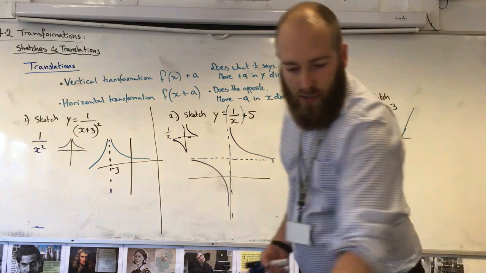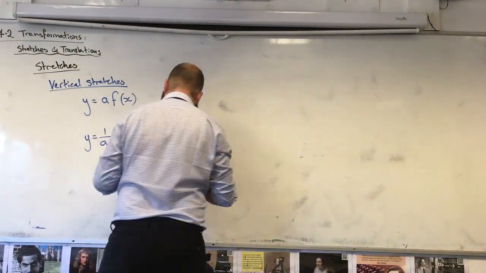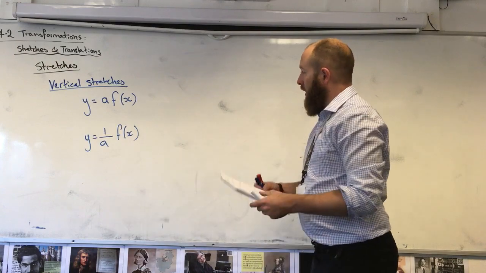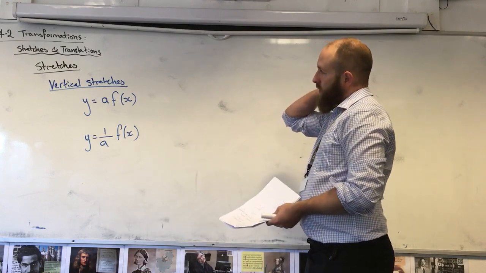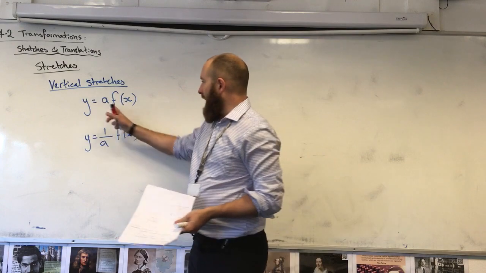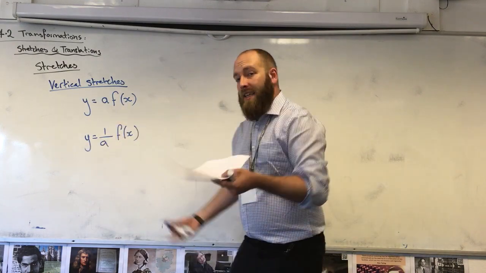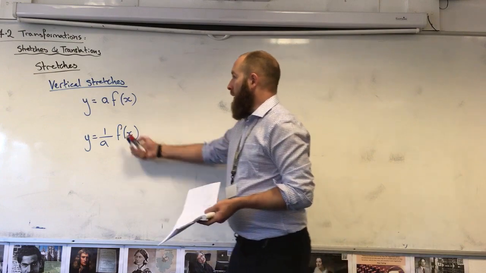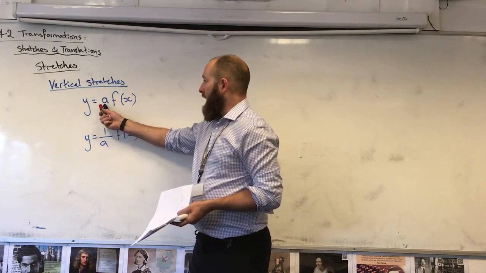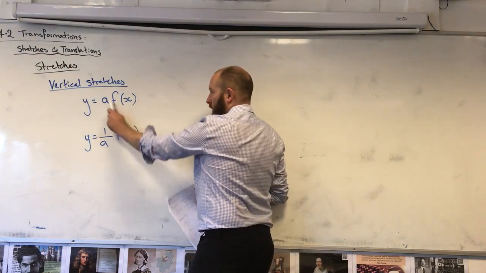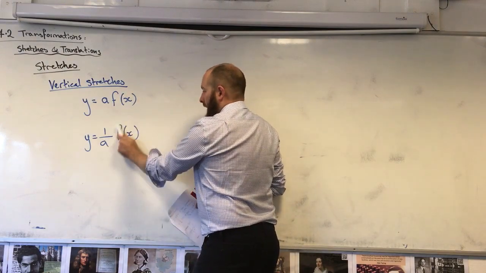Right, we're going to move on to stretches now, which is the other type of transformation we're going to be looking at today. Stretches will stretch the shape in the horizontal and vertical axes. So first up, vertical stretches. We've got y equals a f of x, and y equals 1 over a f of x. Notice again, like in the translations, the transformation we're looking at is outside the function. Again, if you wanted, you could draw a circle around the original function.